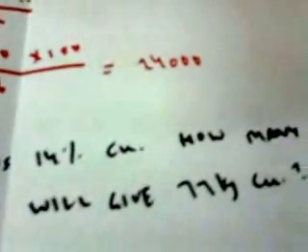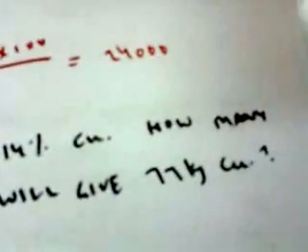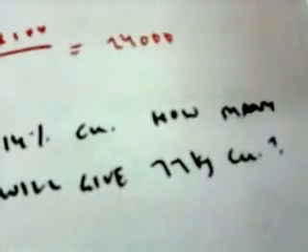Next question. An ore contains 14% copper. How many kgs of the ore will give 77 kgs of copper?